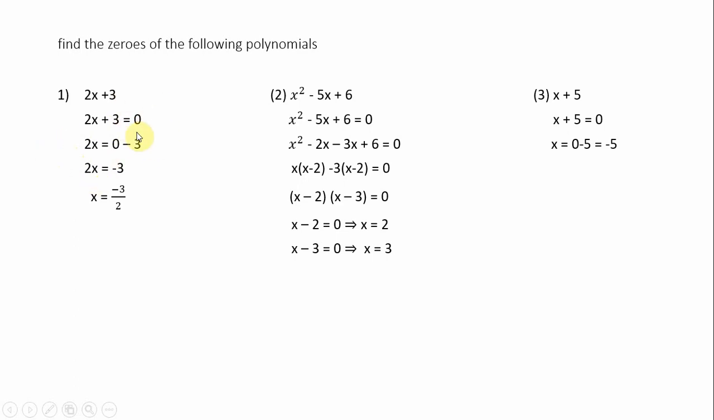So 2x plus 3 is equal to 0. So 2x is equal to 0, and transposing plus 3 will be minus 3. So 2x is equal to minus 3, and x is equal to minus 3 by 2. When you find the value of the variable, that itself is called the zero of the polynomial. As it is a linear one, we directly found it.